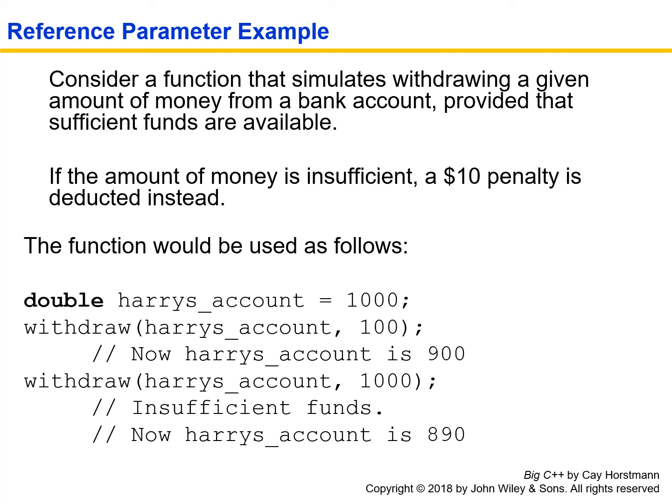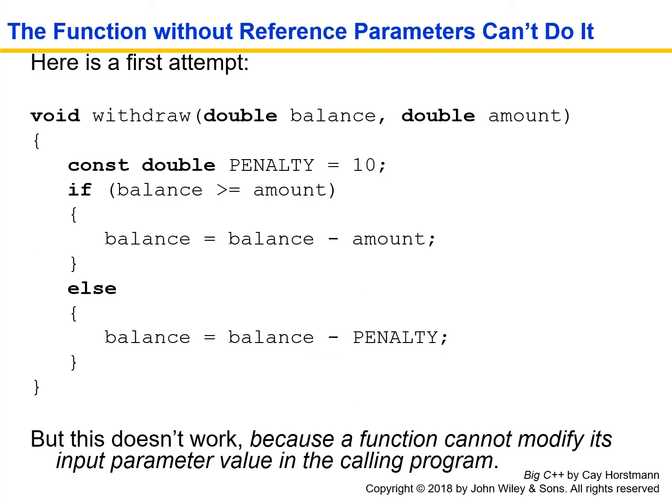So if I say withdraw Harry's account, 100, and I want the program to actually change the balance of Harry's account, well, if I write this the way we've learned to write functions so far, this doesn't work because the function can't modify the balance.